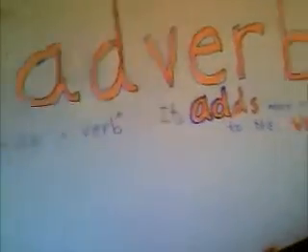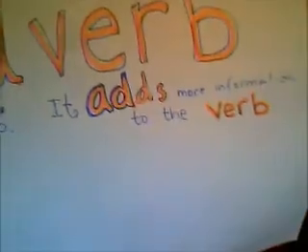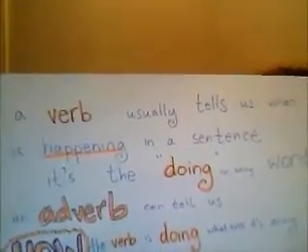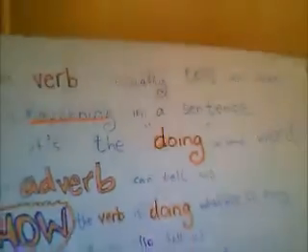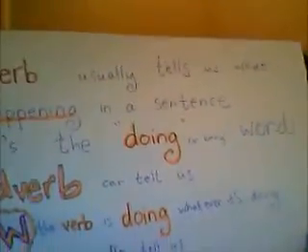You know verbs? They're those action words, those doing words. Sometimes they're being words, action words. Using an adverb adds extra information to the verb so that the listener or the reader knows more about the action which is happening. So let's be clear and know just what we're talking about. Let's remind ourselves of the fact that a verb usually tells us what is happening in a sentence. It's the doing word. Sometimes the being word. Most of the time it's the doing word in a sentence.